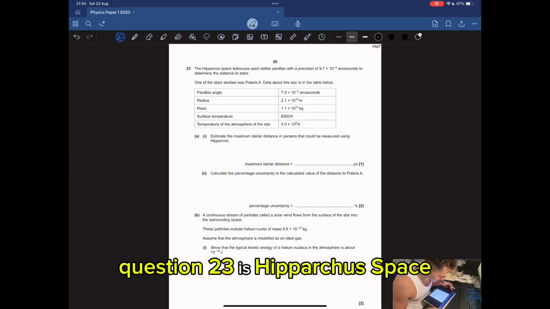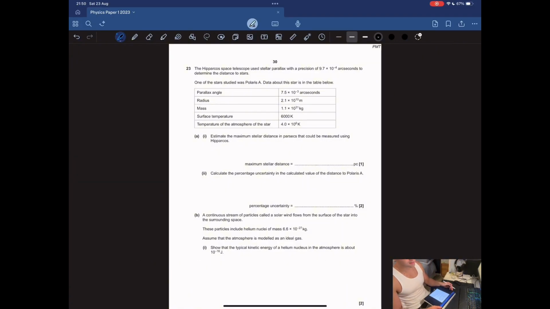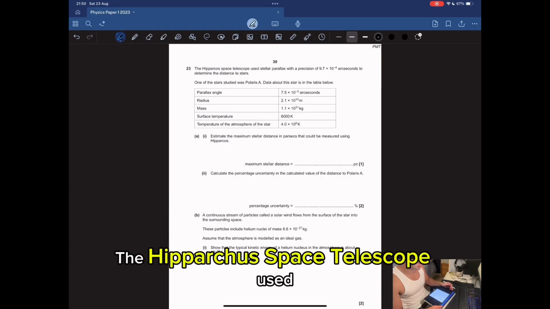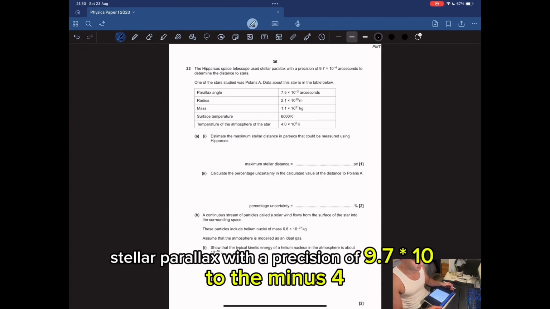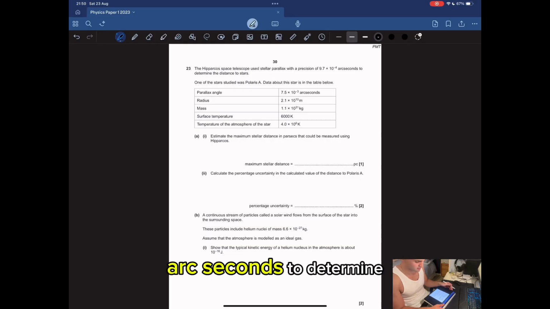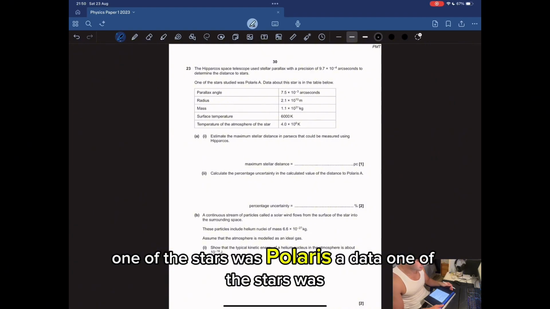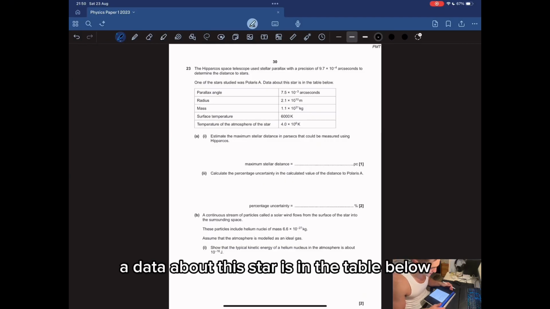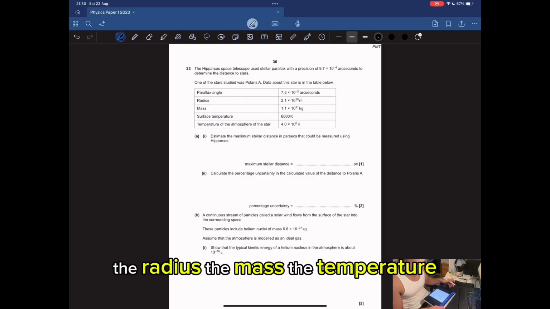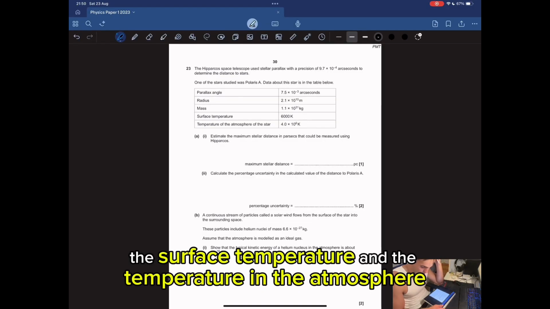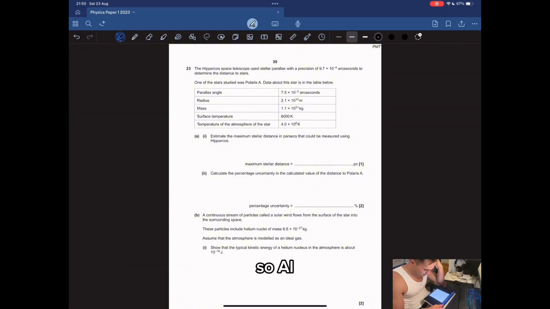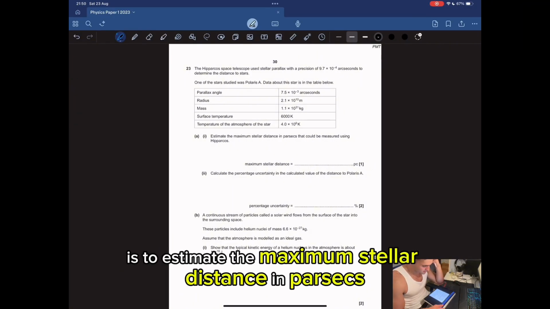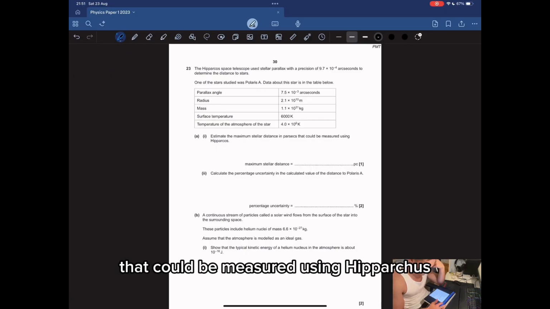Question 23 is Hipparcos. The Hipparcos Space Telescope used stellar parallax with a precision of 9.7 times 10 to the minus 4 arc seconds to determine the distance to the stars. One of the stars studied was Polaris A. Data about this star is in the table below. So we're given the parallax angle, the radius, the mass, the surface temperature, and the temperature in the atmosphere. So the aim is to estimate the maximum stellar distance in parsecs that could be measured using Hipparcos.